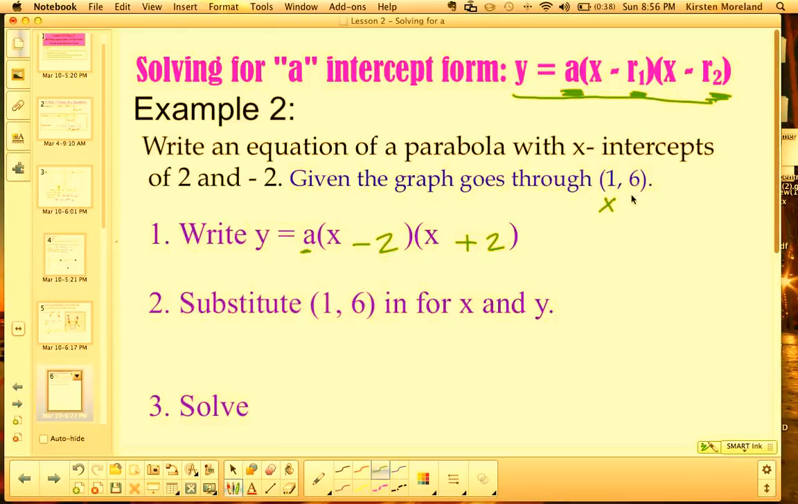Well, that's an ordered pair, x comma y. So the next step I'm going to do is substitute the point (1, 6), x and y, in for x and y. So instead of writing y here, I'm going to write 6. And instead of writing x here, I'm going to write 1 minus 2. So if I look back at this equation up here, I replace the y with 6, and I replace both of the x's with 1. So now I can solve.